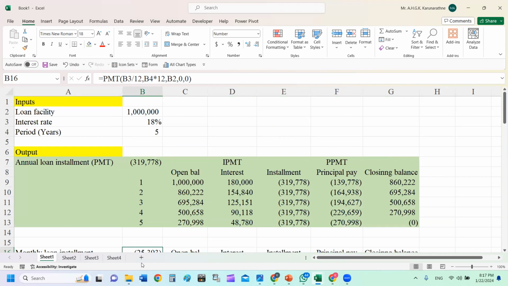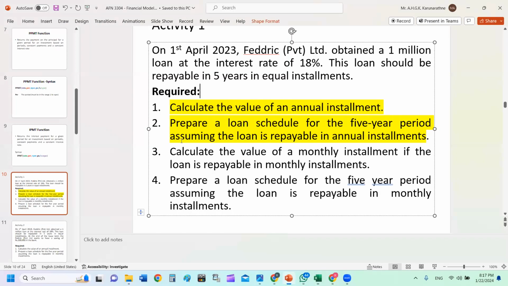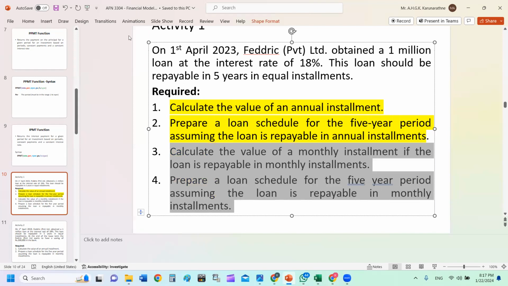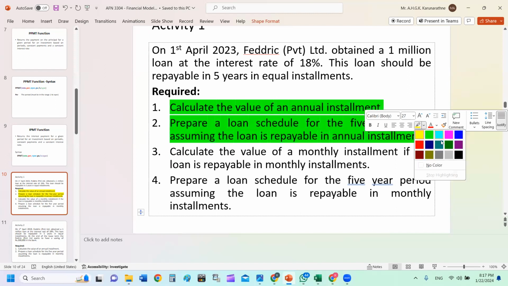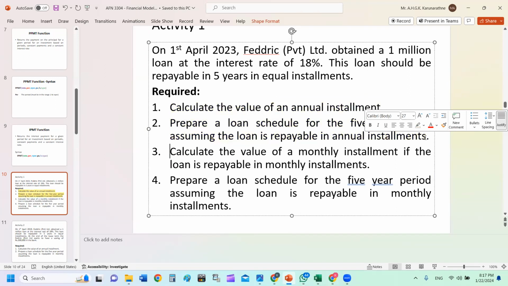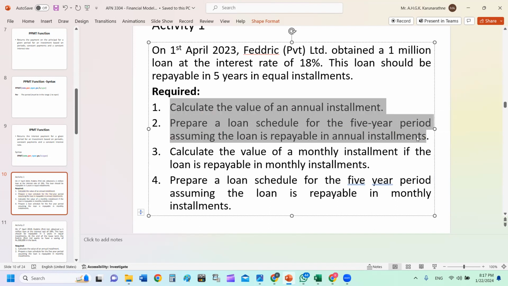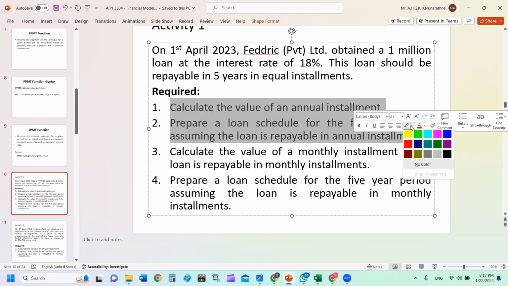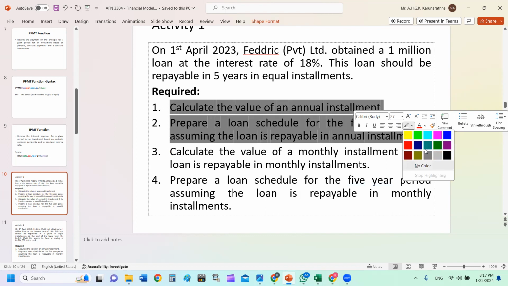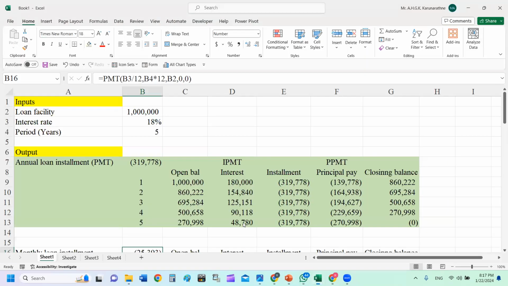Right, next activity. So we did both, annual and monthly. The green color represents our annual part, and I will share the Excel sheet with you. The green color in the Excel is the answer for part 1.